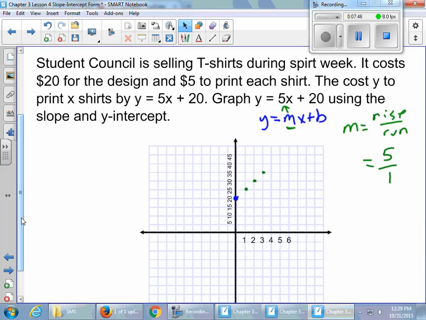Now we can simply draw a nice little line. Voila. Now we have graphed our line y equals 5x plus 20 using our slope and our y-intercept. Okay, any questions? Once again, please write them down or rewatch the video, as we'll be going over more examples in class.